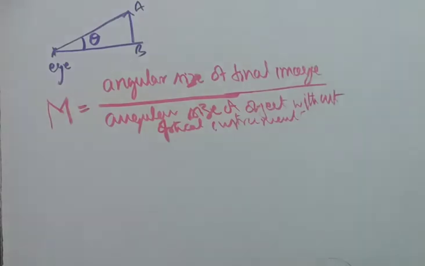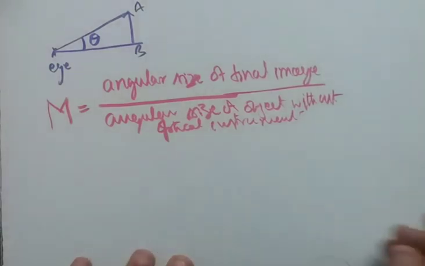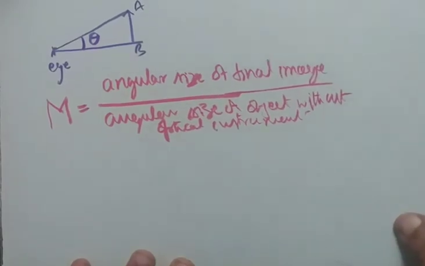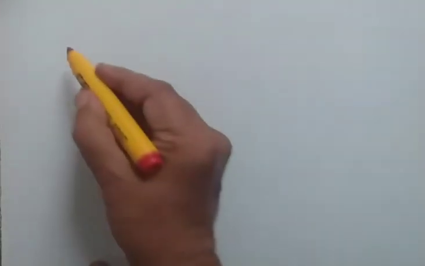So now we want to learn the expression for angular magnification for a simple microscope. A simple microscope is a short focal length convex lens. Now we derive the expression for that. Before that, we draw a figure for the simple microscope, the ray diagram. We start with that.